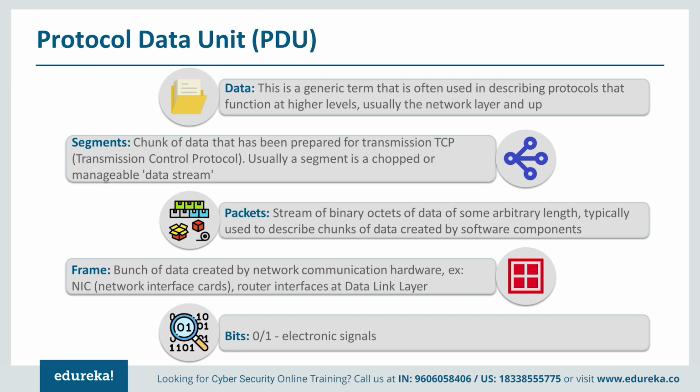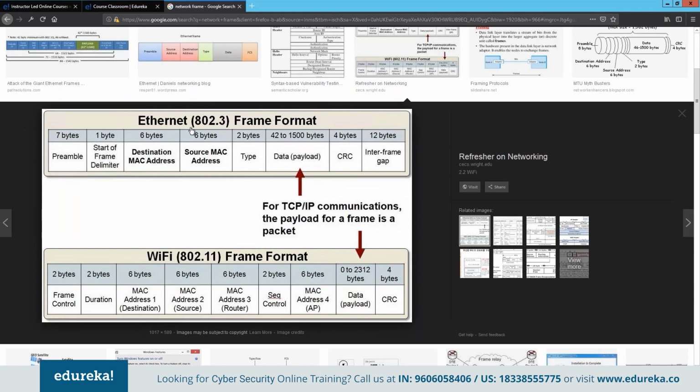The second one is frames. A frame is on layer 2, the data link layer. It's a bunch of data created by network communication hardware, like the NIC card or router interface, which creates a set of information. This is how a frame looks. It's the 802.3 frame format, or the 802.11 frame format. The frame format will have the destination MAC address, where the information has to go, and also the sender, the MAC address of the router or access point. And this is where the payload comes in.